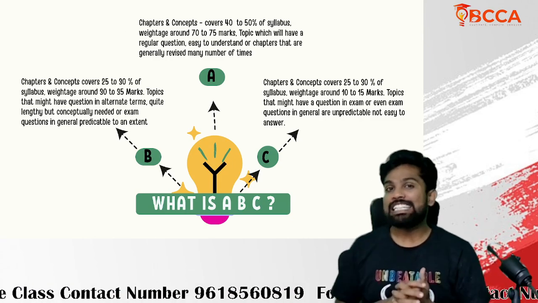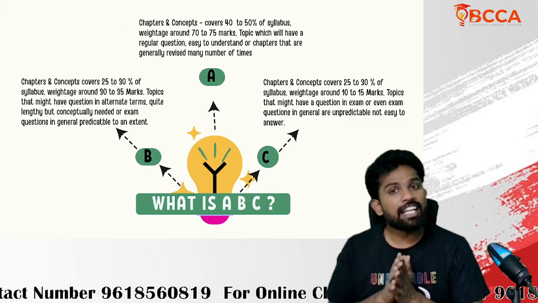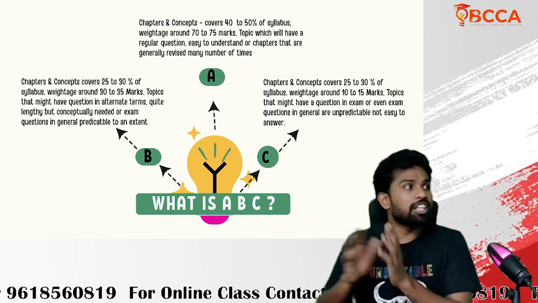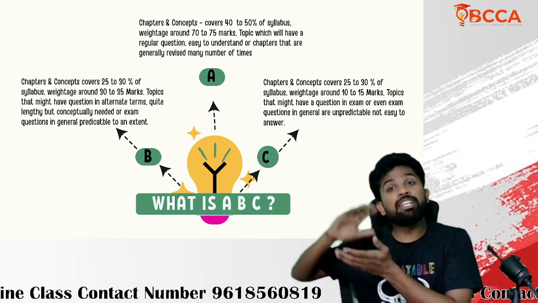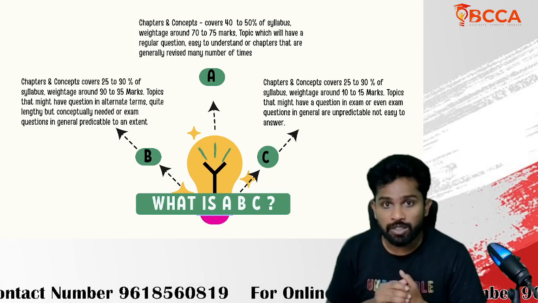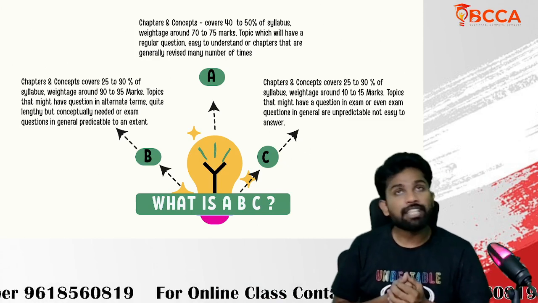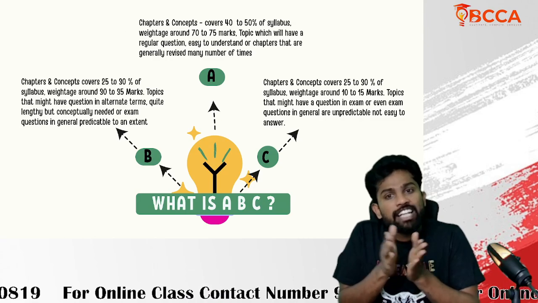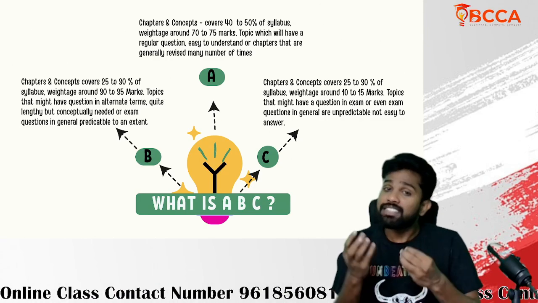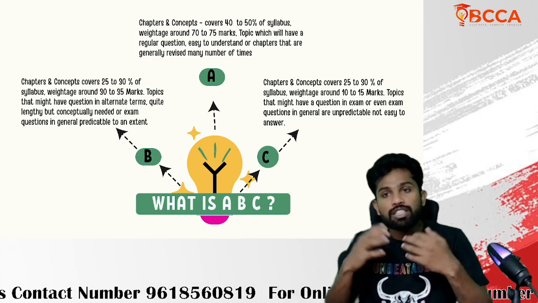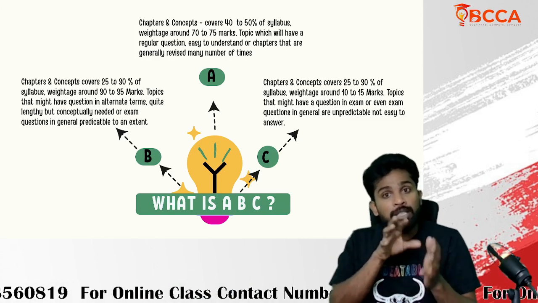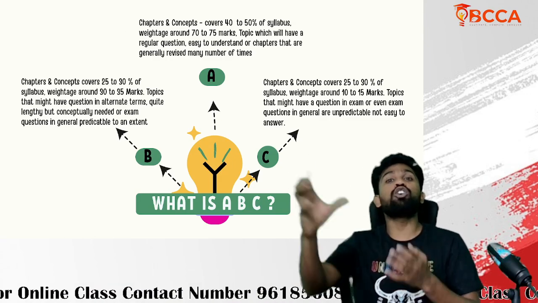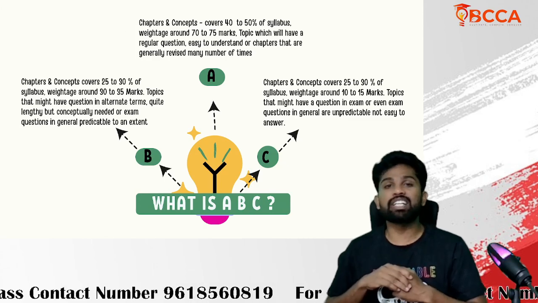Next, coming to the B category. The B category covers around 25 to 30 percent of the syllabus. Here the marks will be around 30 to 35 marks. These chapters are picked because they may be quite lengthy, but they are easy to understand. We can do them properly, and they are important for the overall flow of the subject and for conceptual understanding as well.